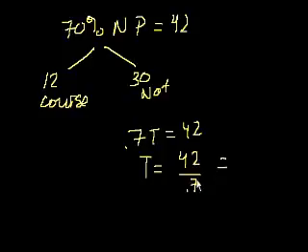And so 42 divided by 7 would be 6, but since we're dividing by 1/10 of that, it's going to be equal to 60. And that makes sense. 70% of 60 is 42. So there are 60 people in the swim club, and that's A.